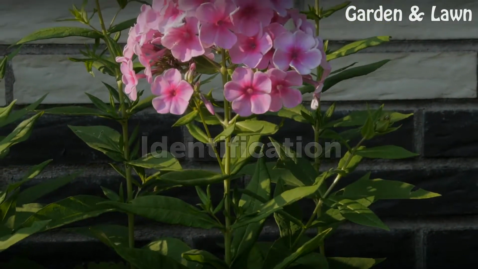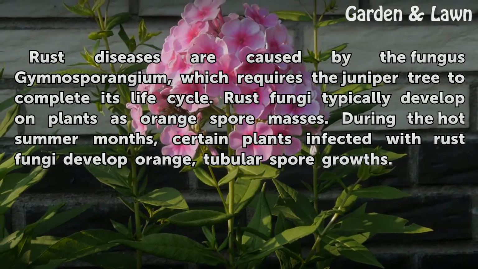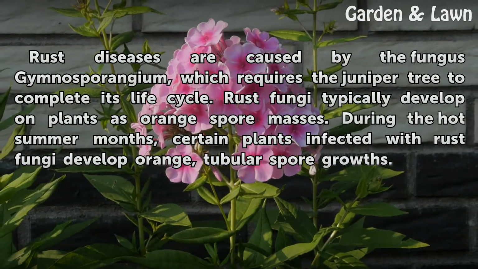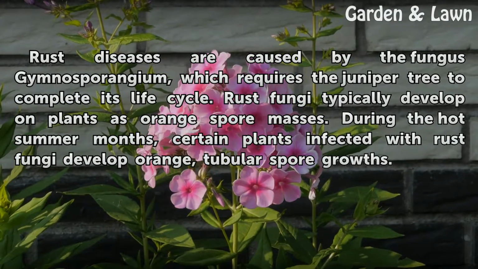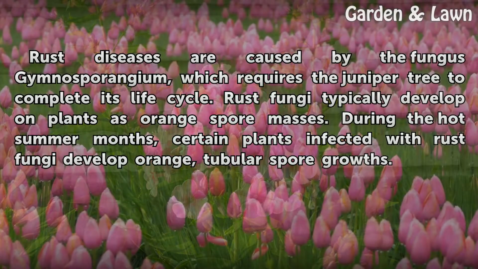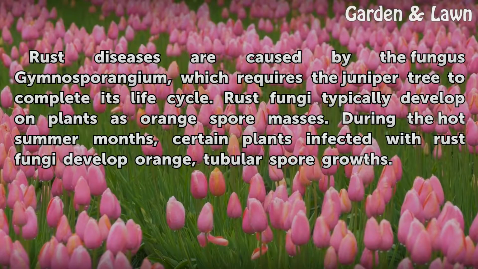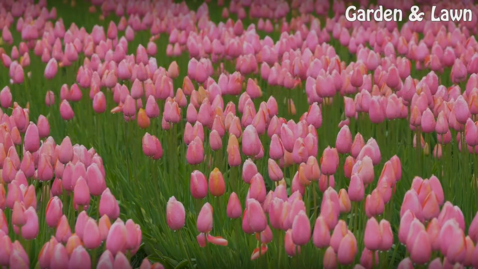Identification. Rust diseases are caused by the fungus Gymnosporangium, which requires the juniper tree to complete its life cycle. Rust fungi typically develop on plants as orange spore masses. During the hot summer months, certain plants infected with rust fungi develop orange, tubular spore growths.